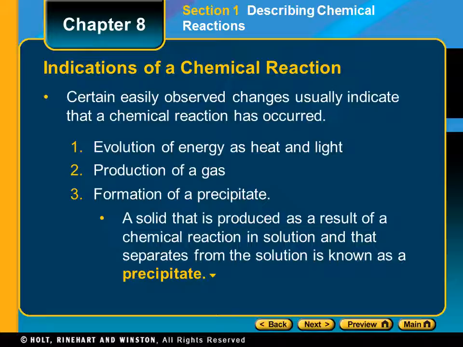And as you learned in your labs, a precipitate is a solid that's produced as a result of a chemical reaction in solution and separates or falls down to the bottom. That's what we call a precipitate. A color change also is a pretty good indication that a chemical reaction has taken place.